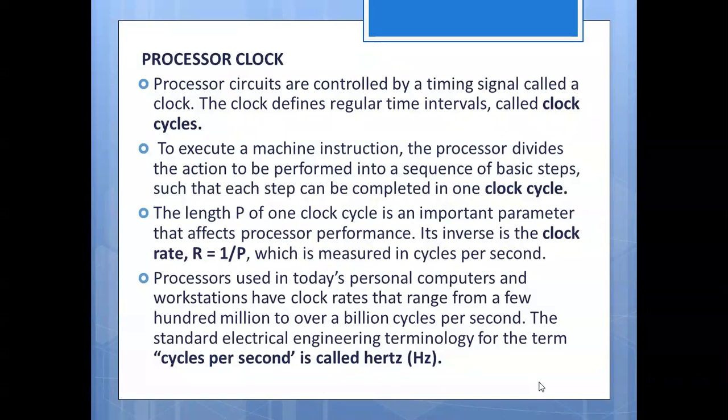To execute a particular machine instruction, the processor divides it into basic steps, and each step can be completed in one cycle. That is called the length P of one cycle. And we relate that to the rate: 1 by P is the rate, which is the inverse of the clock cycle length P. Nowadays, today's processors can perform hundreds of millions of cycles per second. The standard measurement is cycles per second, which we call in electronic terms hertz.